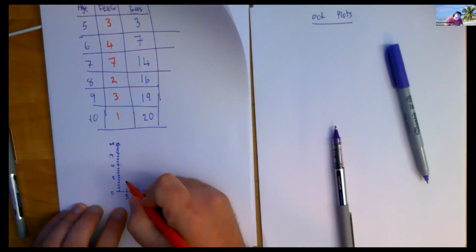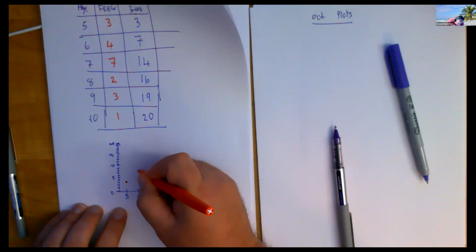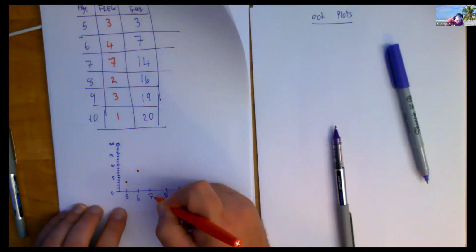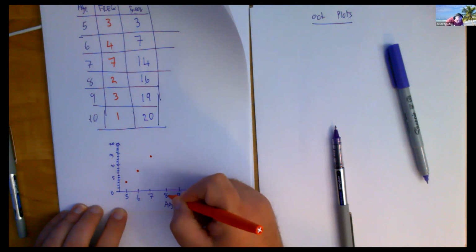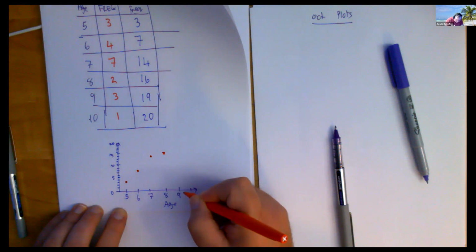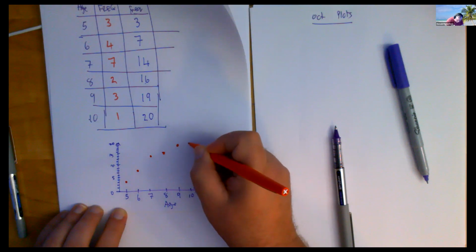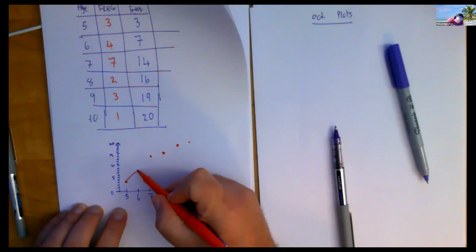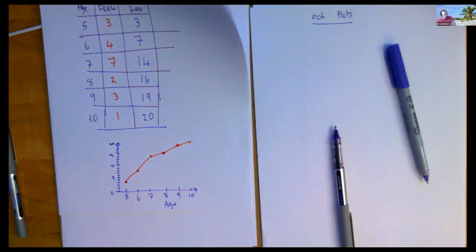Okay, so what I'm going to do now is 5-year-old cumulative frequency is 3, which is about here. 6 years old, the cumulative frequency is 7, so it's about here. 7, it climbs up to 14, which is about here. 8, it climbs up to 16, which is much more. 9, it climbs up to 19, a little bit higher. And then 10, it climbs like that. And then you just basically go like this. And that's what a cumulative frequency diagram looks like.